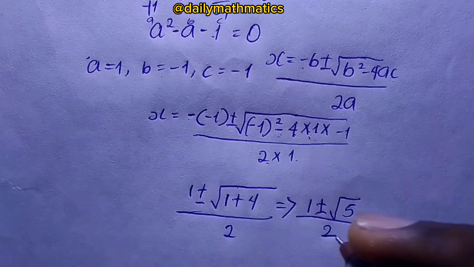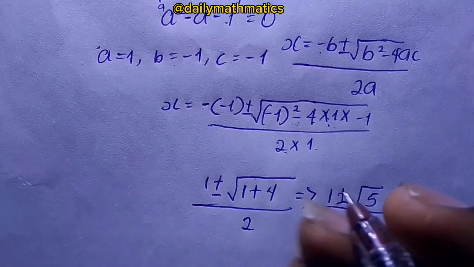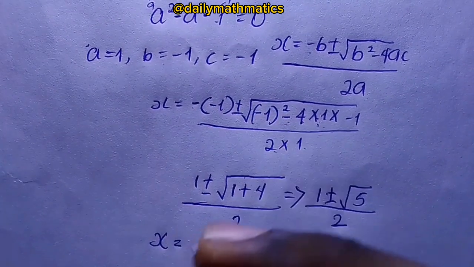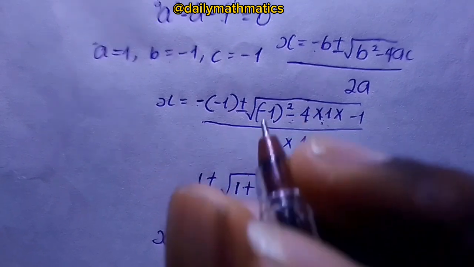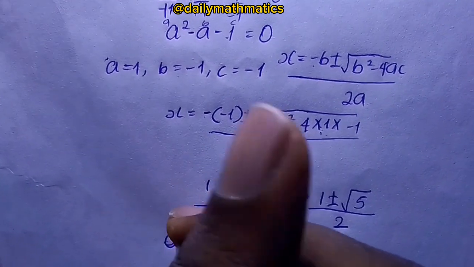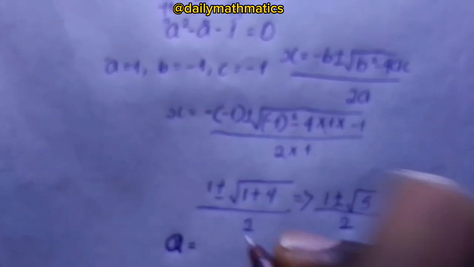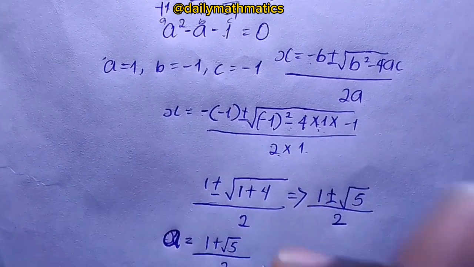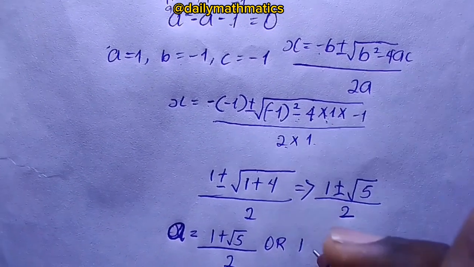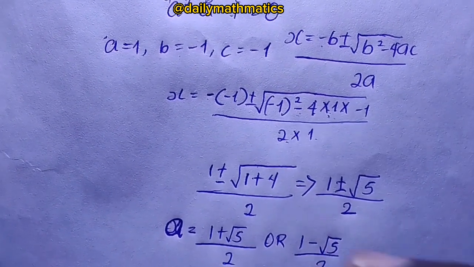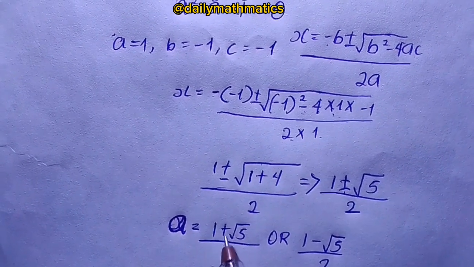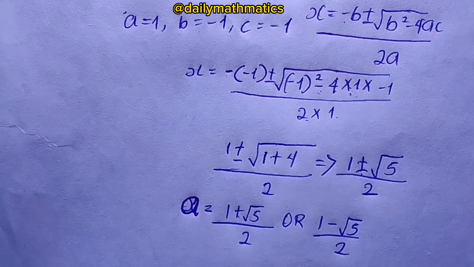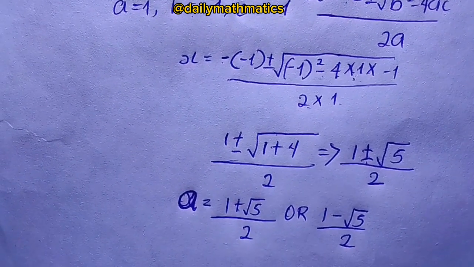over 2, right? So we can see that x is equal to, or since it was a that we are given as a letter, we can use a. So a is equal to 1 plus root 5 over 2, or 1 minus root 5 over 2, because that's what this plus or minus means. 1 plus root 5 over 2, or 1 minus root 5 over 2. And so from here, what do we have to do?